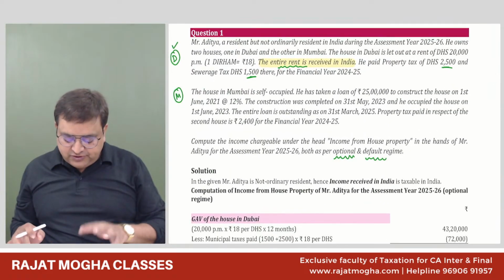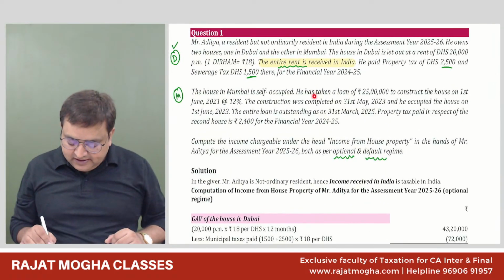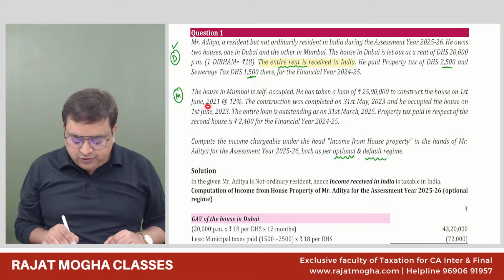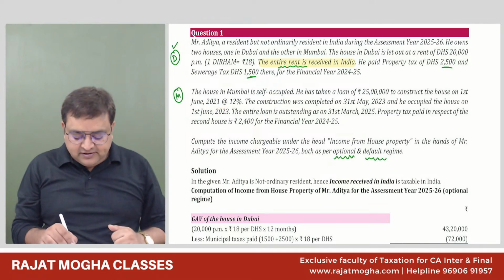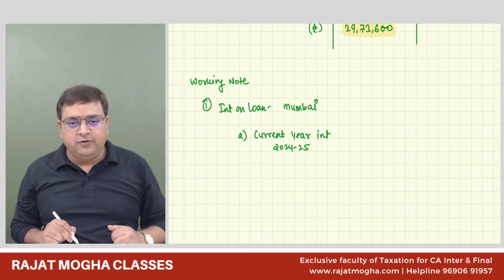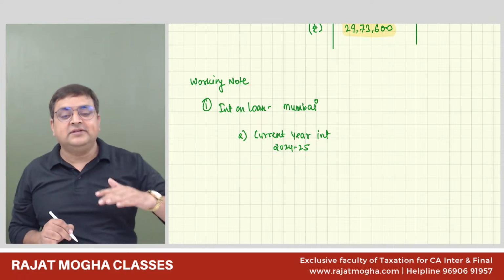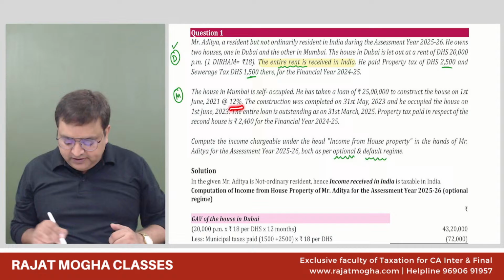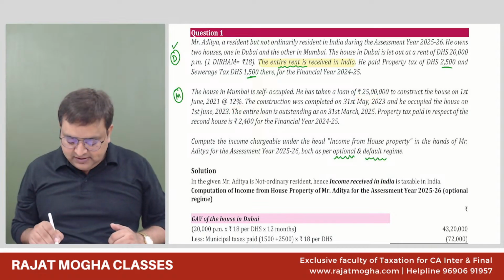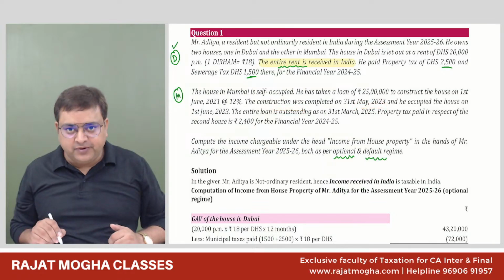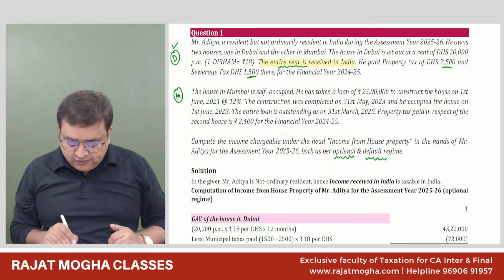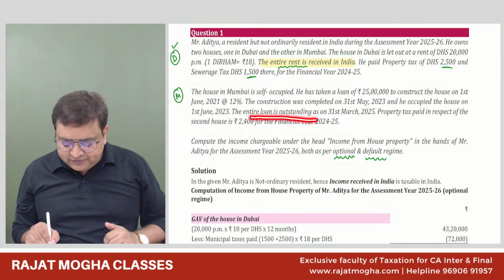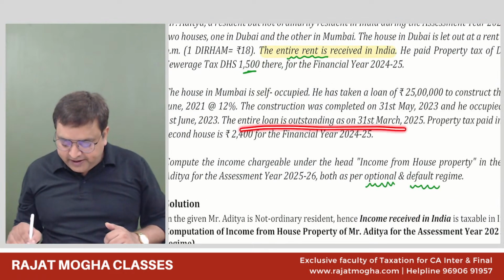So they have actually given to us that he has taken a loan of 25 lakh rupees to construct the house on 1st June 2021. Guys, right now I'm concerned with 24-25. Was there the loan or not? So they have said to us the assessee has taken a loan in 2021 at 12%, 25 lakh at a rate of 12%. The construction was completed on this date. And he occupied the house on 1st June 2023. Last year he occupied it.